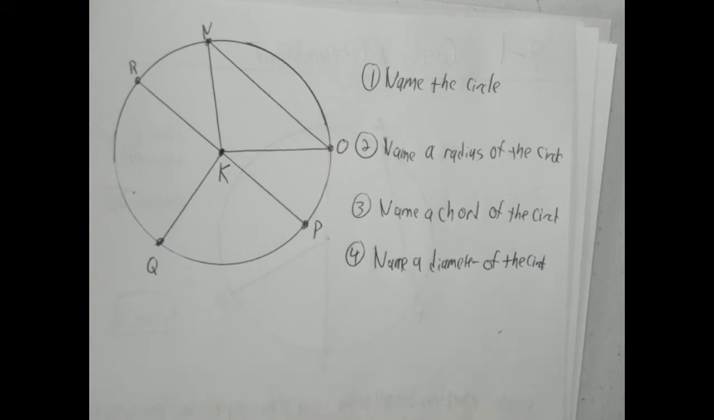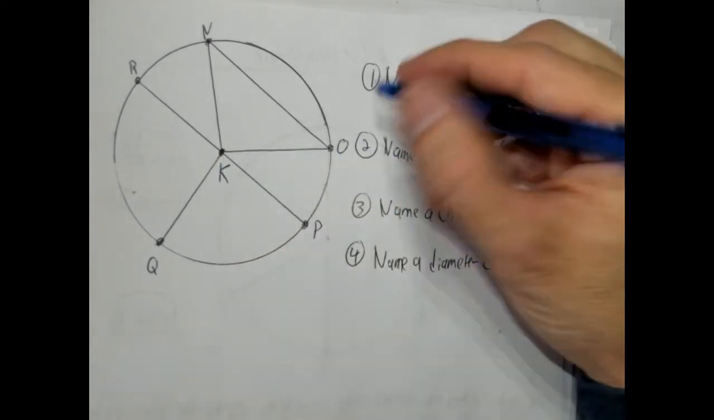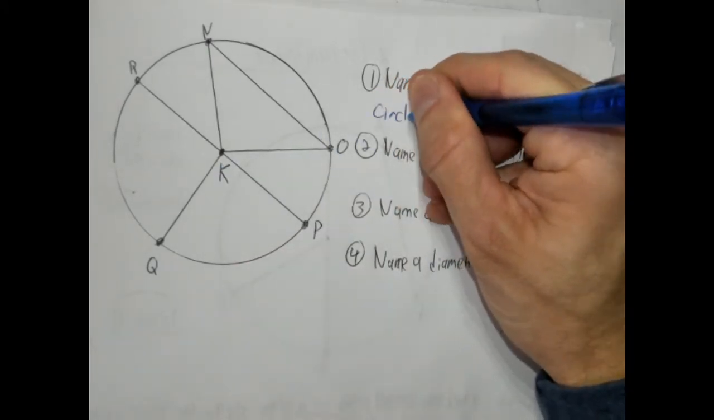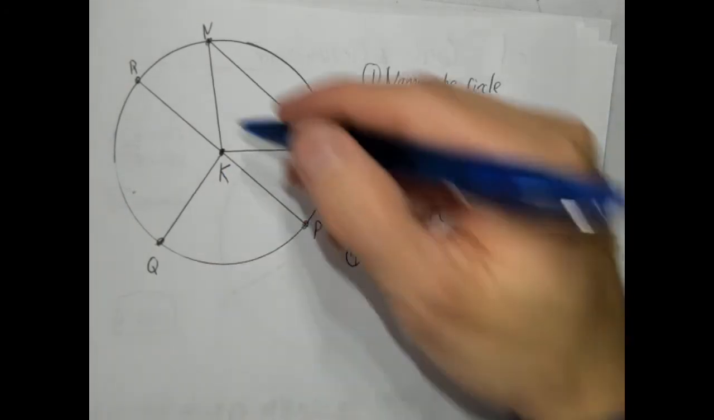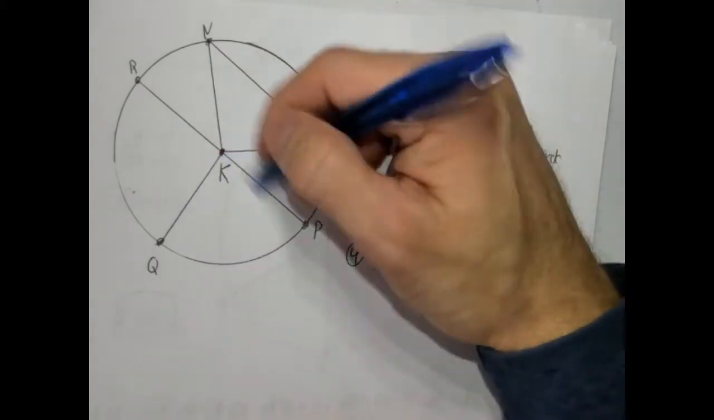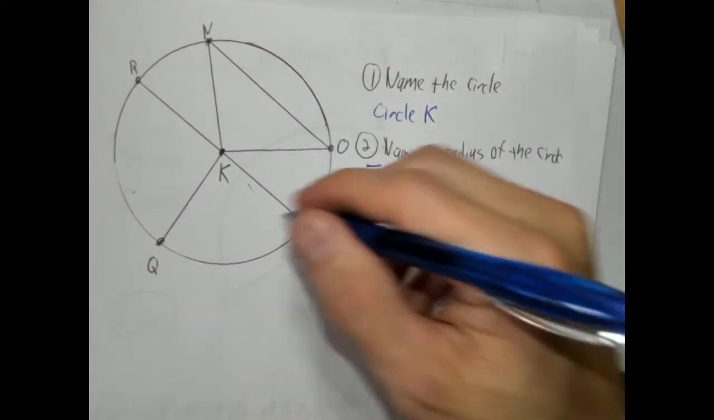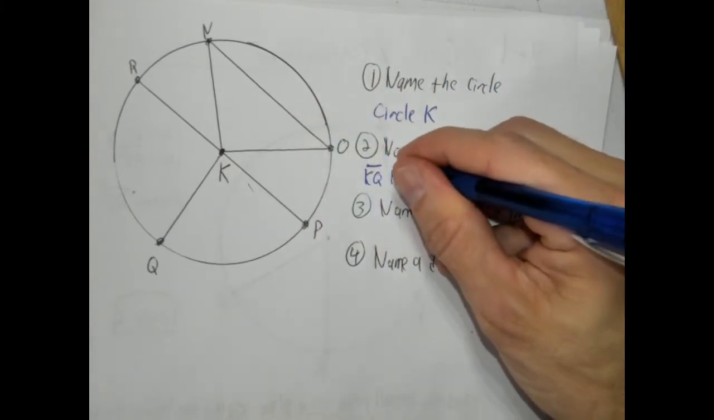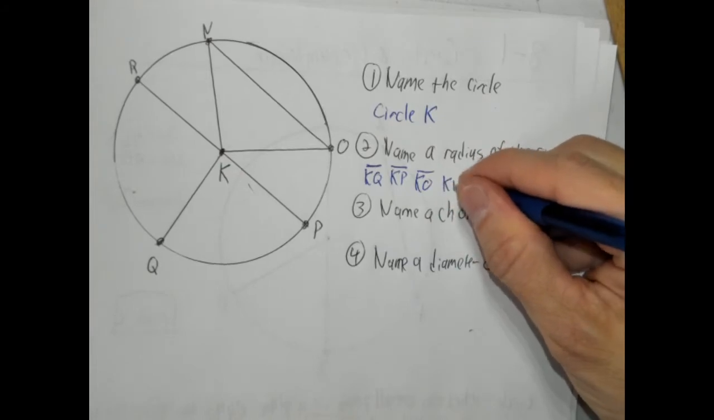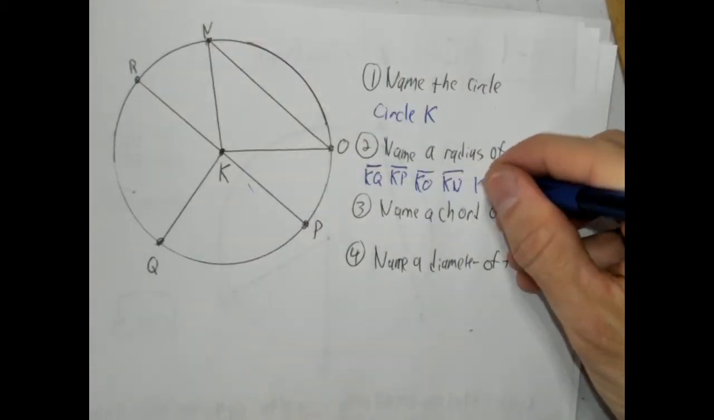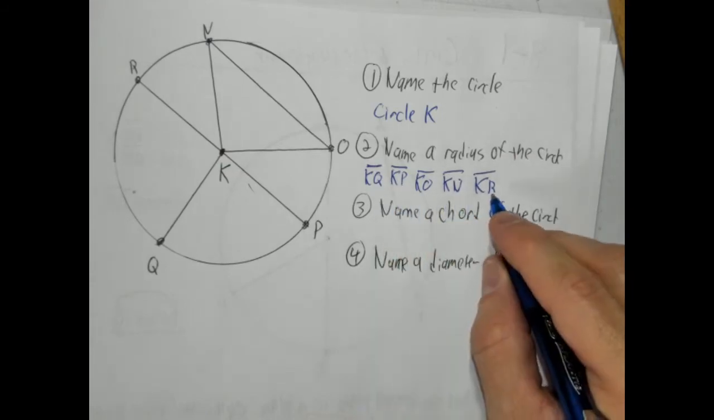Okay, so hopefully you followed those directions. We're going to name the circle. The circle is identified by the center point, so we're going to call this circle K. So that's the center, right? Name a radius. There's a bunch of radii here. 1, 2, 3, 4, 5. It's all of those. I'm actually going to give you all of them. So we have KQ, and again, you could always reverse these. KP, KO, KN, and KR. It could be QK, PK, OK, NK, and RK, of course.